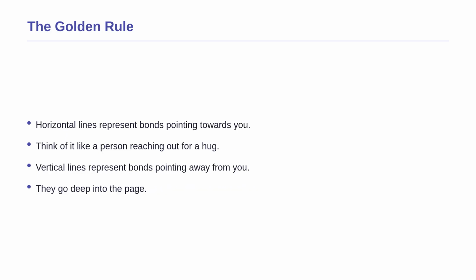Now that we know what a Fischer projection looks like, we must learn its most important rule. The golden rule of this system is that all horizontal lines represent bonds that are pointing out of the page, towards you. You can think of it much like a person reaching out to give you a hug. Conversely, all vertical lines represent bonds that are pointing away from you, going deep into the page. By strictly following these rules, chemists can instantly look at a flat drawing and perfectly visualize the three-dimensional geometry in their minds.